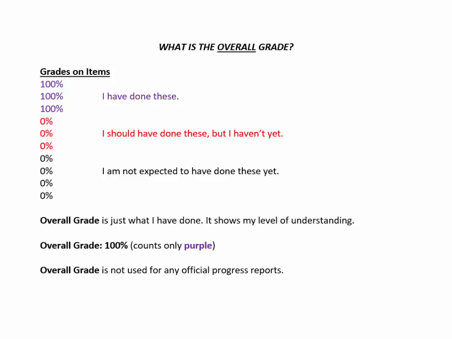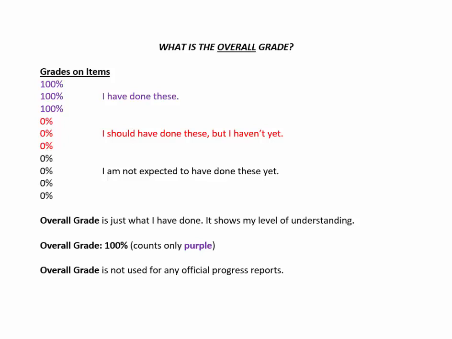First, let's look at the overall grade. The overall grade looks only at what you have completed. It completely ignores anything else, and it completely ignores pacing. Think of it as a measure of your level of understanding. How well have you done on the things that you have gotten finished so far? So in this case, we have a student who has an overall grade of 100%, because it's only counting those purple items, none of the red, none of the black.